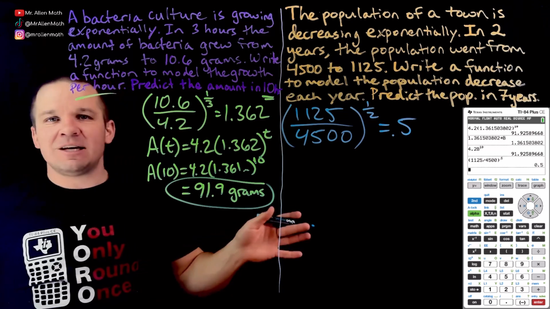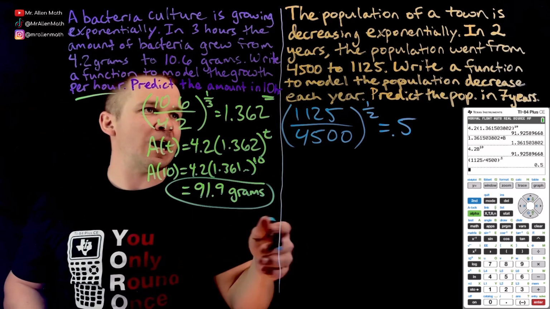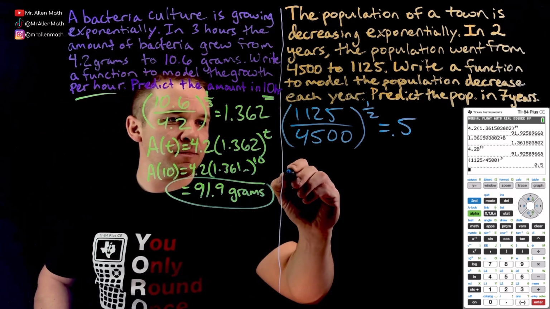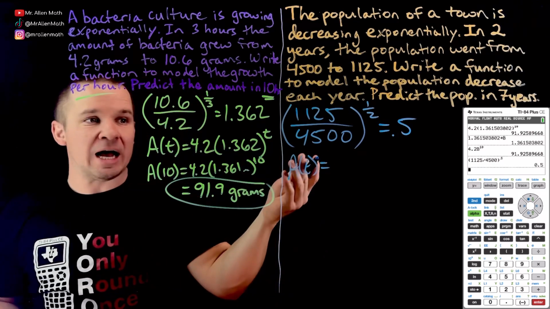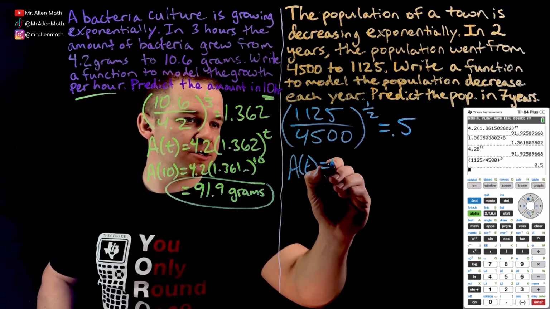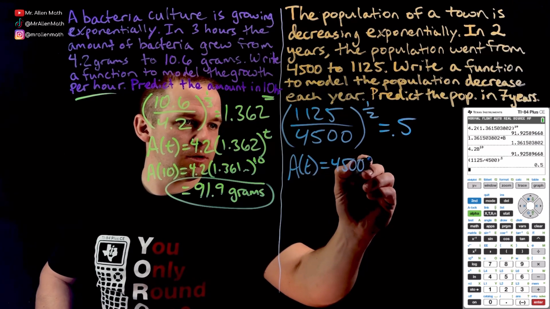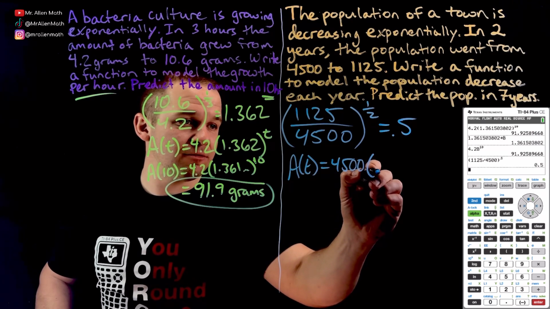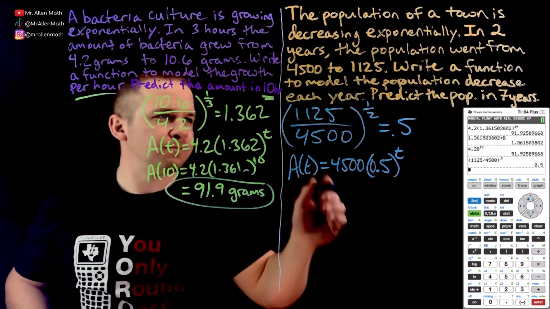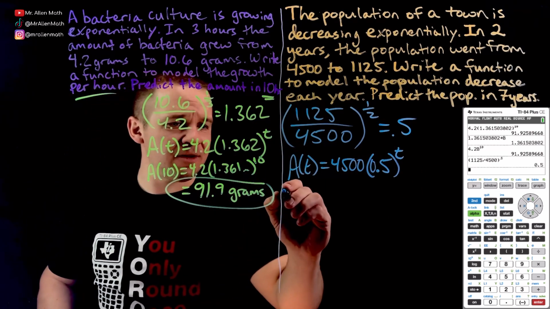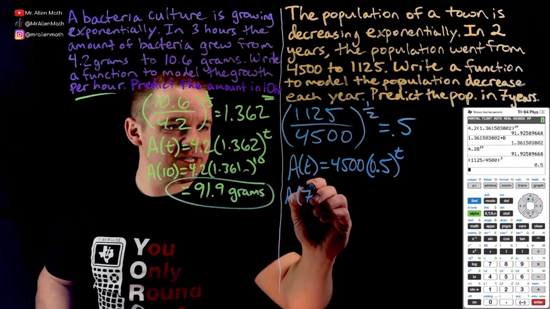0.5. Nice, easy number. Okay, so now let's write our function here. I've got A of t for a population model, amount of people per time, right? Our initial was 4,500. We just have 0.5 raised to the t. Now it's asking in 7 years. So A of 7, right?